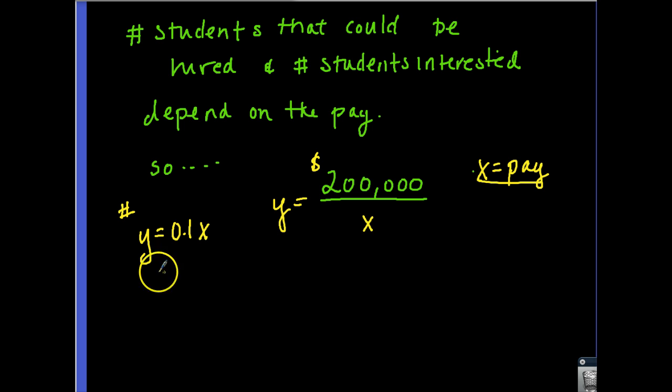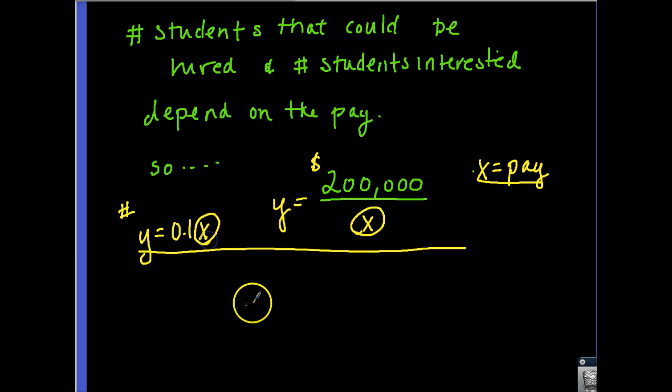I hope it does. All right, let me start again. What we want to do is find what pay rate will make the number of students who can be hired equal to the number of students who would be interested. So this is what we have. We want to know where our x's are going to intersect so that we get the correct amount of students, our y value, and so that we have the correct amount of money. We don't want to overextend ourselves without the right amount of money.